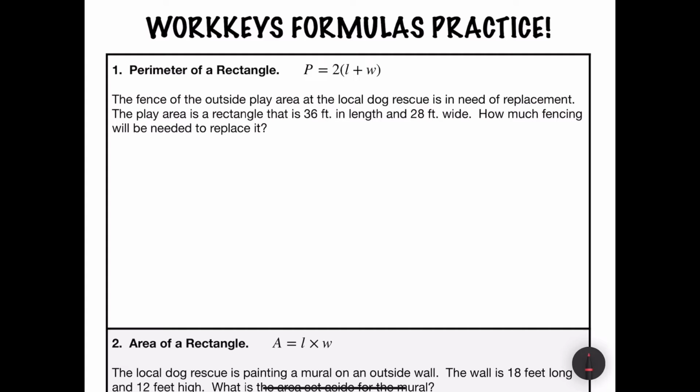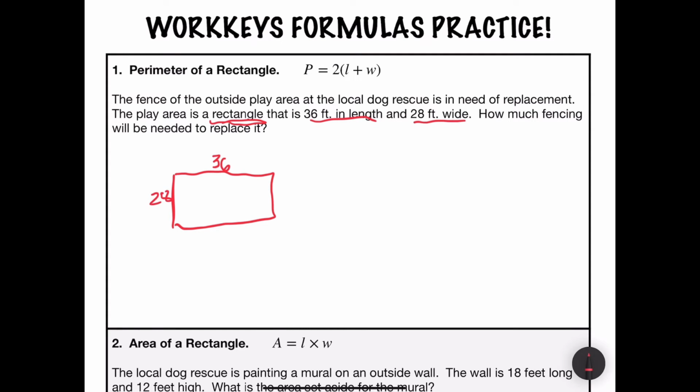So in these problems, we didn't put in any diagrams, although the ACT WorkKeys test often does, but we want to get in the habit of drawing a diagram when we read a shape in the problem. In this case, it's a rectangle. So if I read rectangle, I'm going to draw a rectangle to help me visualize, and I know that it's 36 feet in length, so I'll label it 36, and 28 feet wide.